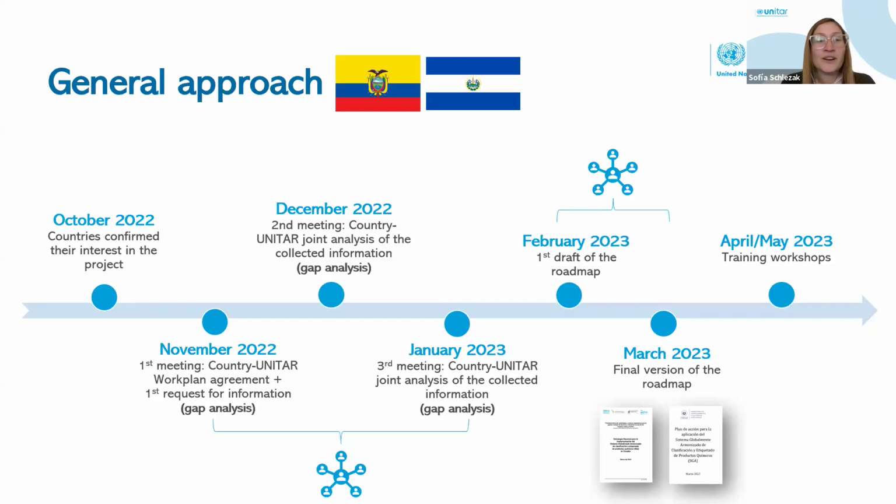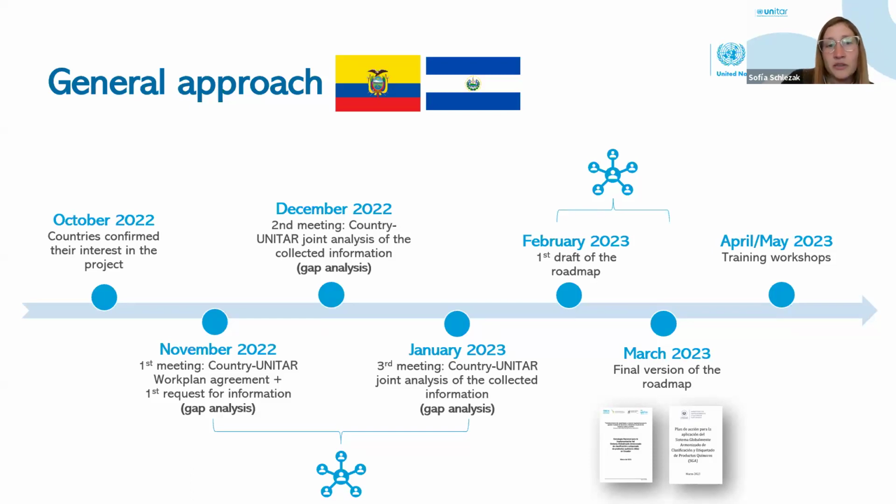So in October 2022, the countries confirmed their interest in the project, and we started with all the arrangements for the project. Then we had the first meeting where we, as UNITAR, met with the country, and we agreed on a work plan for the next months. This was the first instance for consulting, for asking for information. So the gap analysis started there. We shared an Excel spreadsheet. I will show you how it looks.